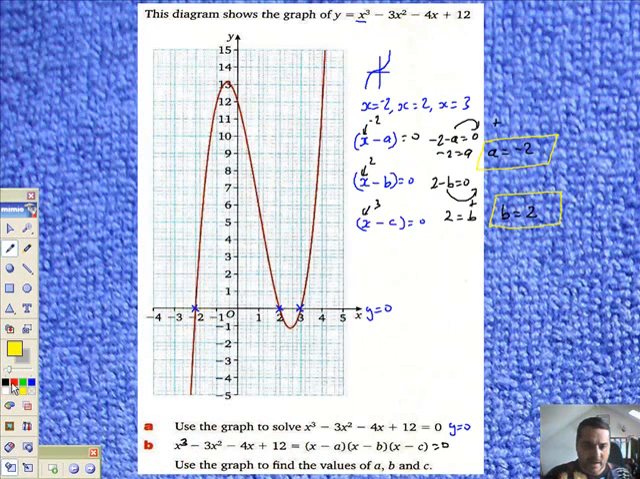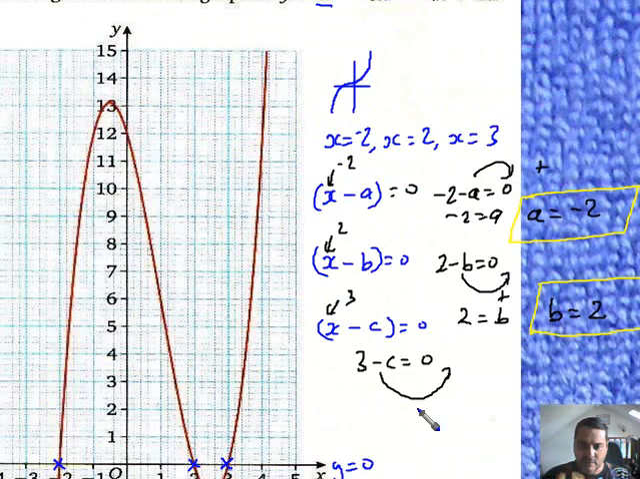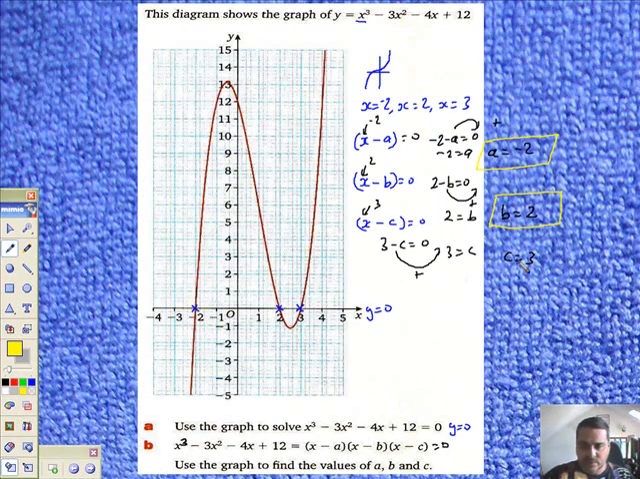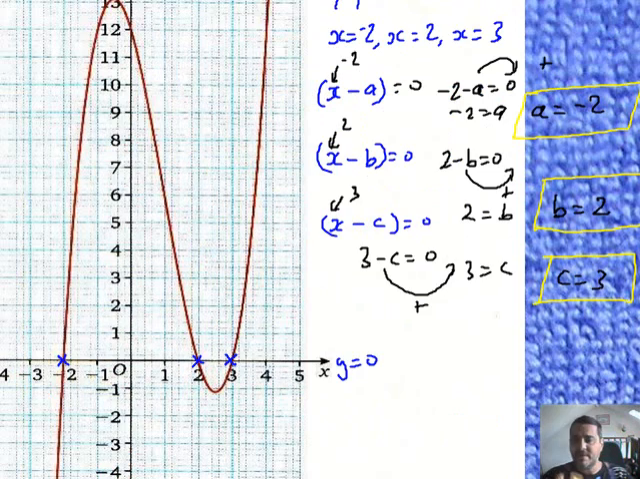And finally, I've got this one. I've got here 3 minus c equals 0. Take my minus c over and plus it, so 3 equals c, and therefore c is 3 by logical deduction. That's all there is to it. So my value of a is minus 2, my value of b is 2, my value of c is 3.